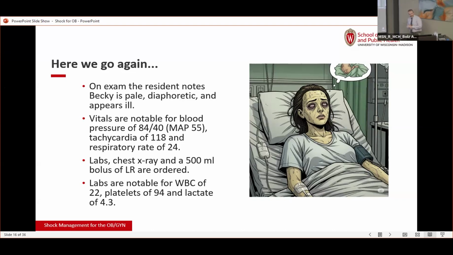They're notable for a white blood cell count of 22. Platelets are low, a little bit at 94. And there's a lactate of 4.3. What do we think's happening here?